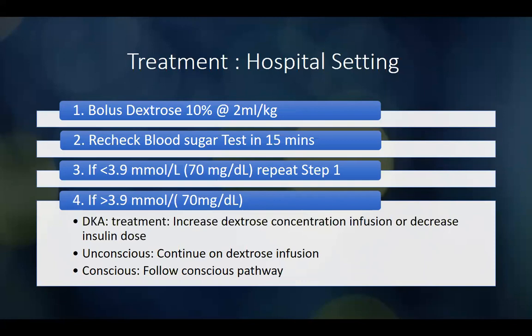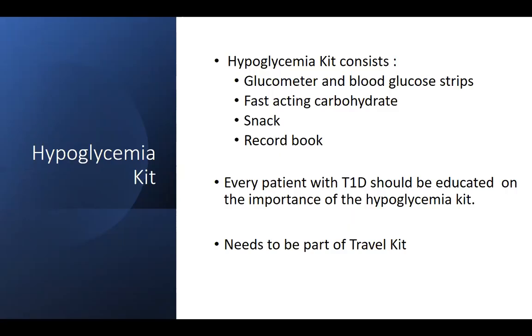So having said that, in order for the conscious child to be able to manage the hypoglycemic episode, it is important for them to be walking around with what we call a hypoglycemia kit. A hypoglycemia kit consists of things that we ask them to carry around. It includes a glucometer with blood glucose strips, fast-acting carbohydrates like we talked about, which is either sugar, honey, juice, the 15 grams of carbohydrate snacks, and a book to record if possible.